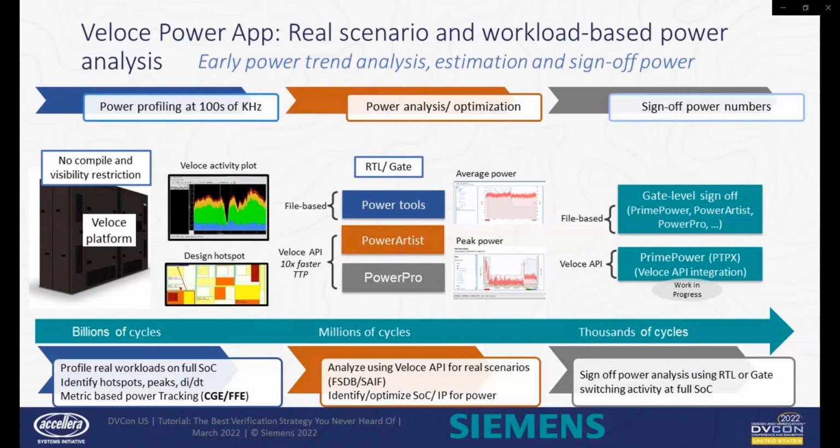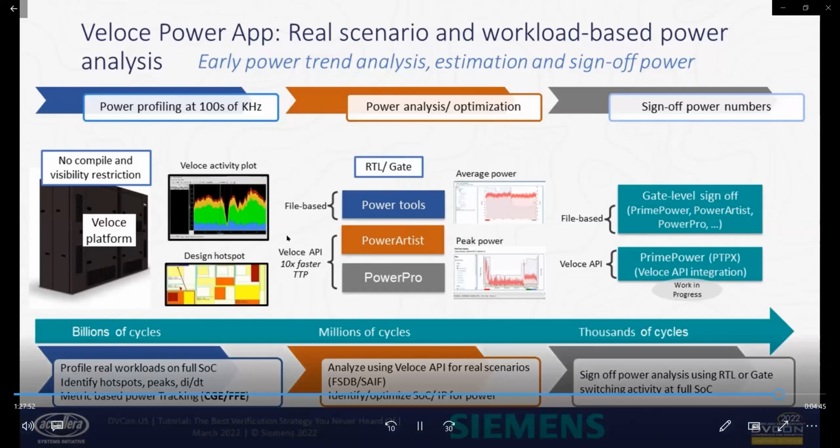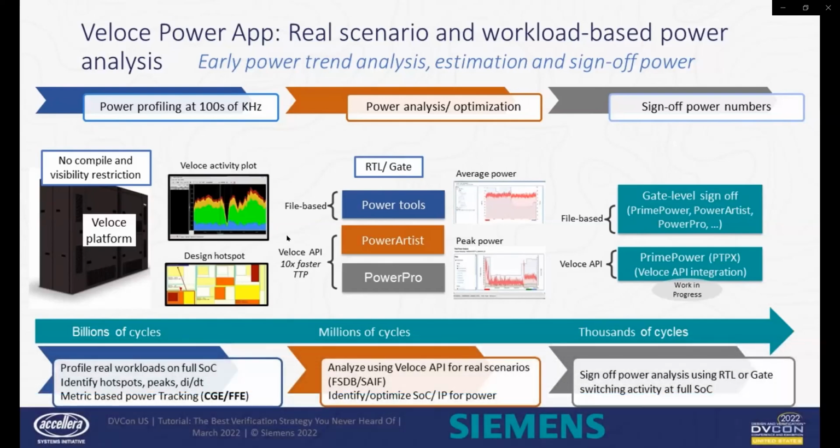Veloce platform, without requiring any extra compile, just with the Veloce Power app, enables you to do power profiling at hundreds of kilohertz. You will get the power profile and the heat map, and based on that, you can find the interesting area for more analysis. So you can find which benchmarks are really interesting for power analysis and where for each benchmark you can focus.